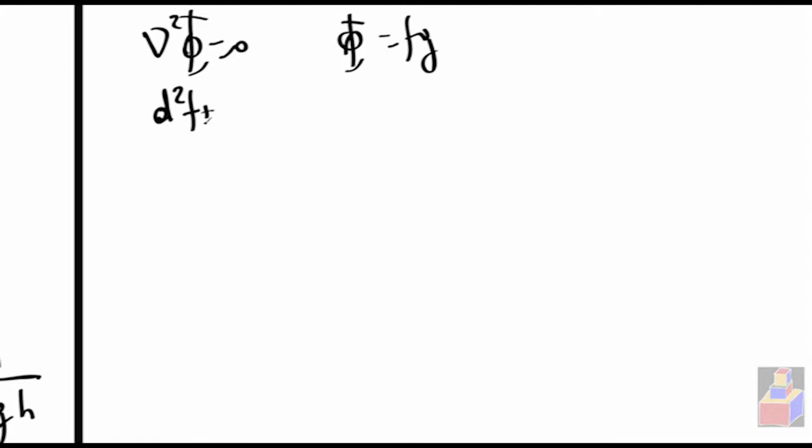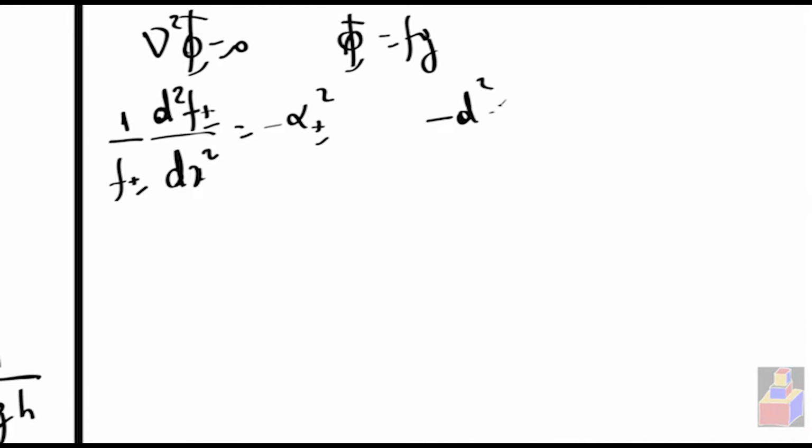So we have those, let me repeat. Laplacian of phi equals 0. We separate phi into a product of f and g. And we said that f satisfies an equation like this with a given choice of sign. And the other one, minus plus here. Minus or plus alpha squared.